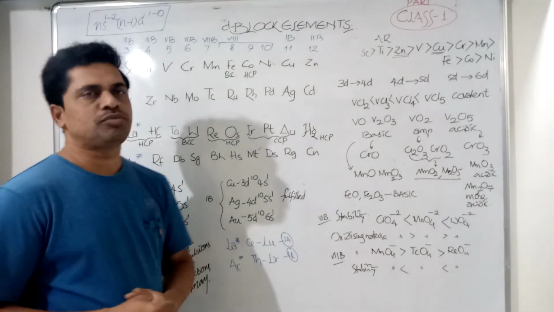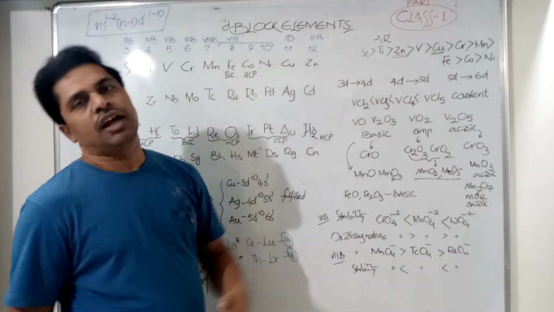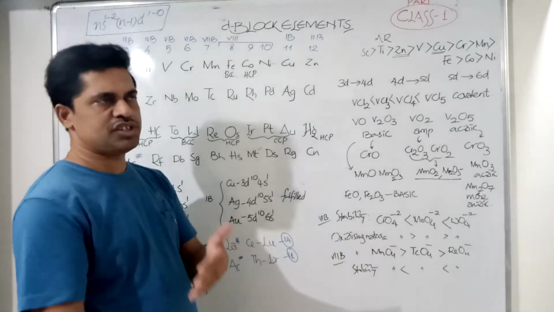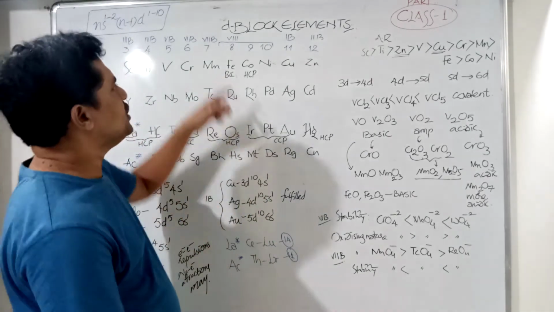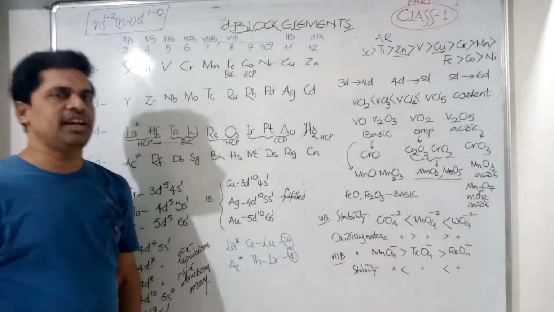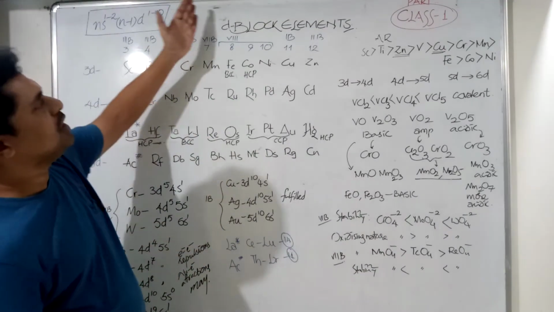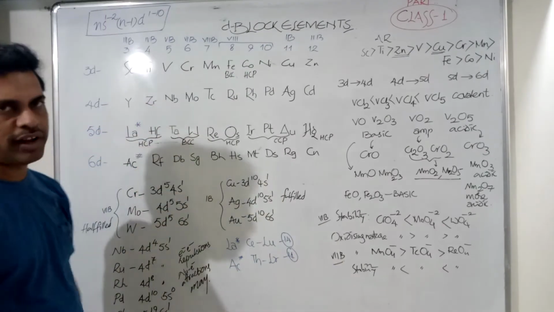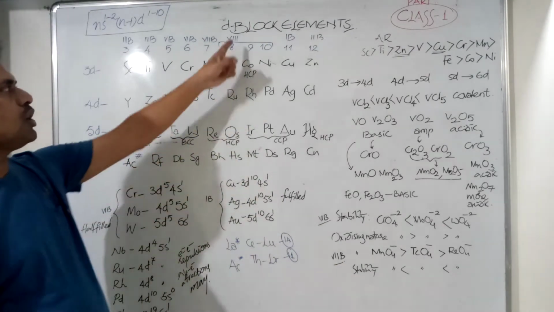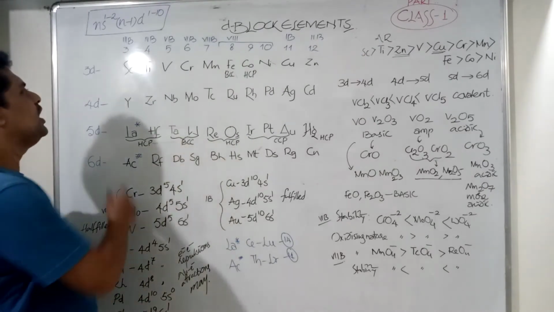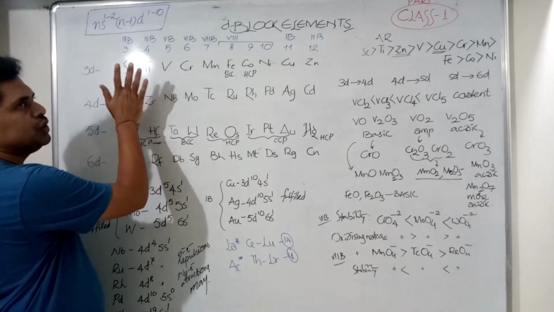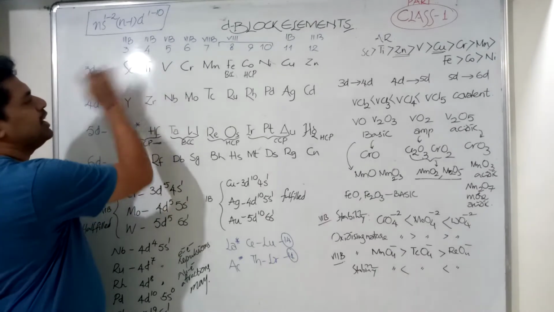D block elements means the newly coming electron, the differentiating electron which comes in last, is going to enter into the d orbital. Generally you can say the n minus 1 d orbital. So when the differentiating electron enters into the d orbital, they are called d block elements. See, scandium 3d1, titanium 3d2, the first 3d elements.